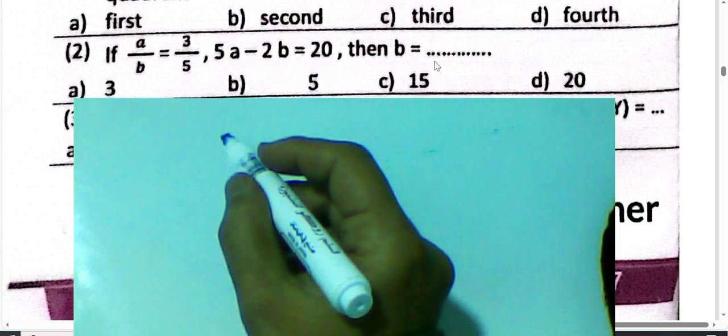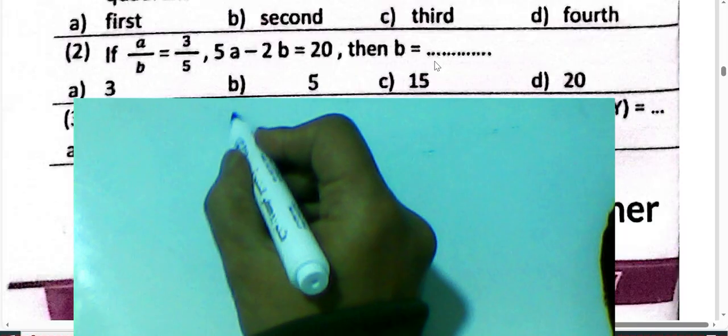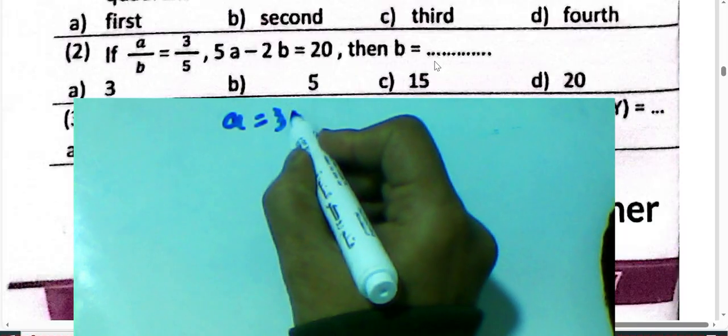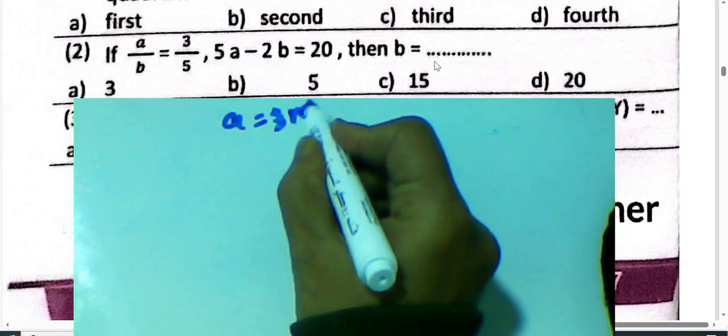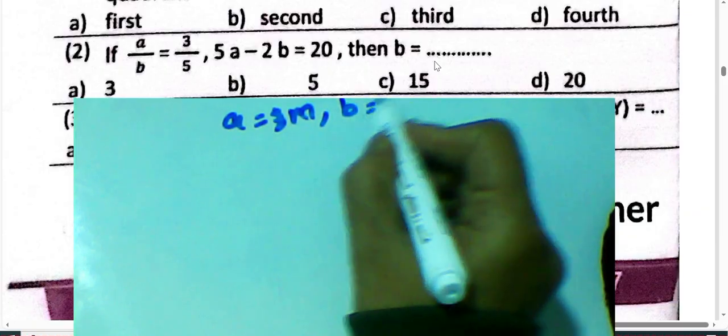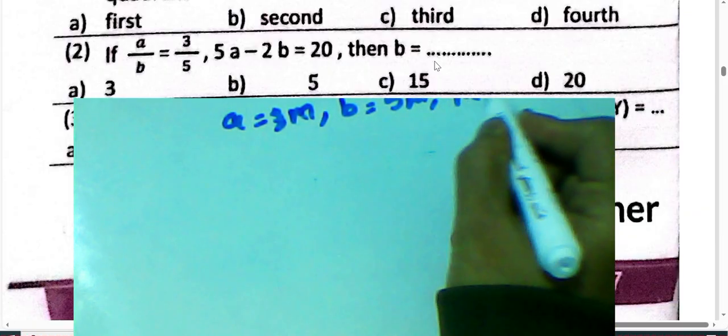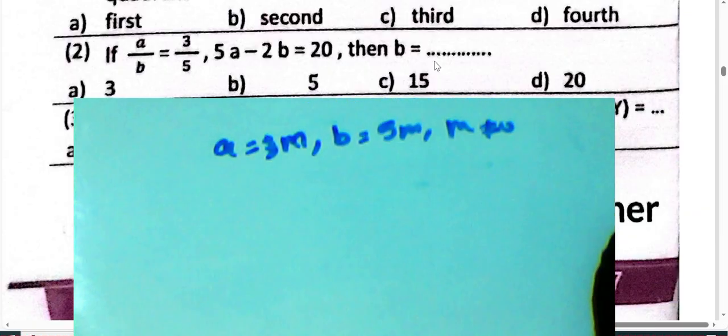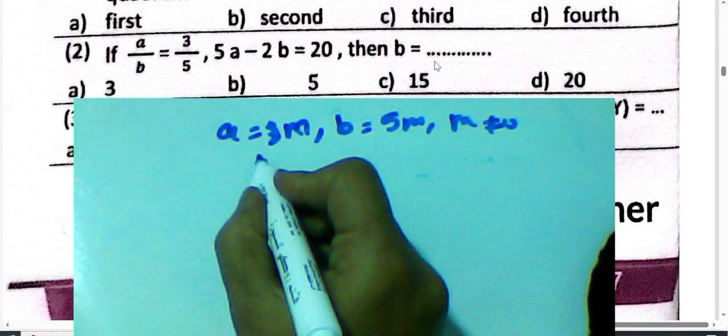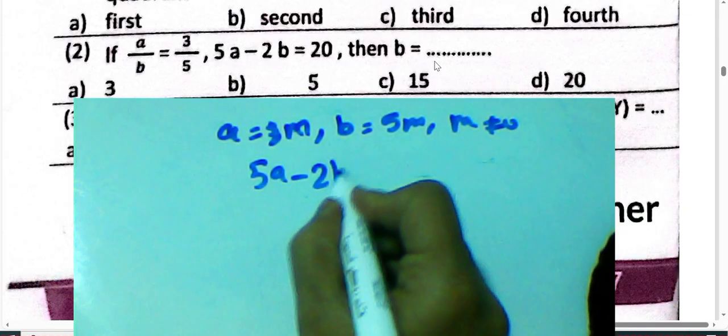Next question. Okay, understood. Question number 2. If a over b equals 3 over 5 and 5 times a subtracted by 2 times b equals 20, then find the value of b. Okay, in this example we can write a equals 3 times m and b equals 5 times m, such that m is not equal to 0.